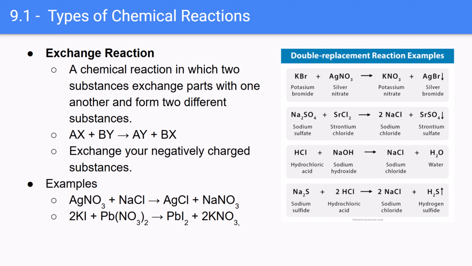Notice that the polyatomic ions are not broken apart, they just switch spots. Na2SO4 and SrCl2 become NaCl and SrSO4. Again, we're trading places here when we look at our chemical reactions. So simply take what's negative, trade its places, and you know that you have an exchange reaction.